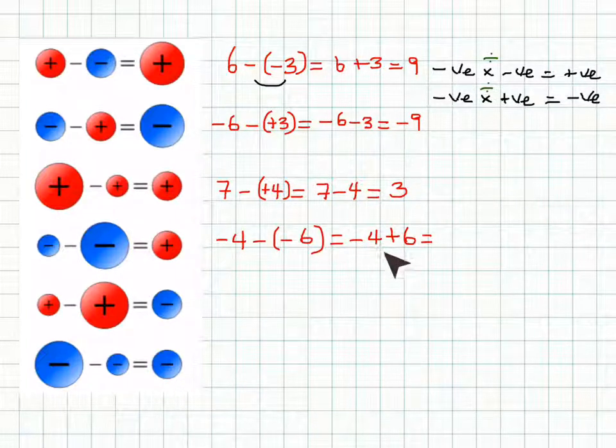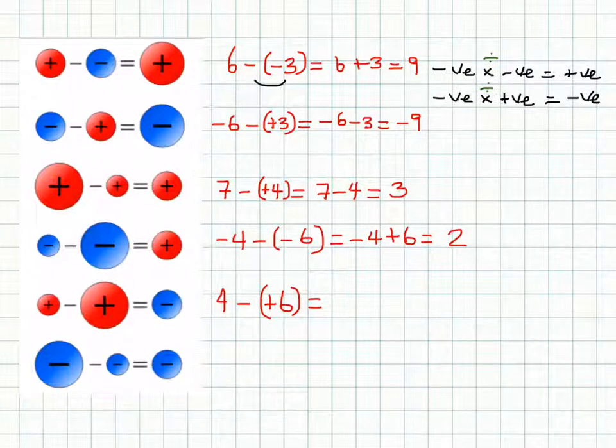You're going to still take 4 away from 6. So this is the same as saying 6 take away 4, which is going to give us a positive 2. And remembering from what we did in the rule just before, the bigger number was positive, so the answer is positive. All right, let's do the next one.